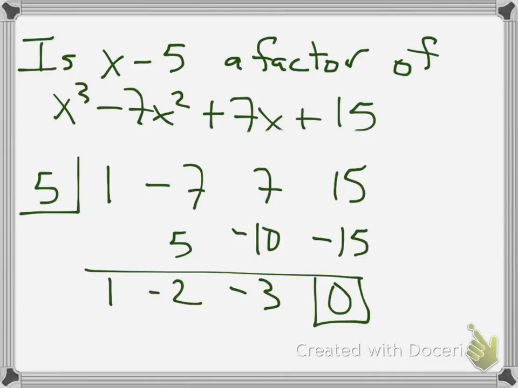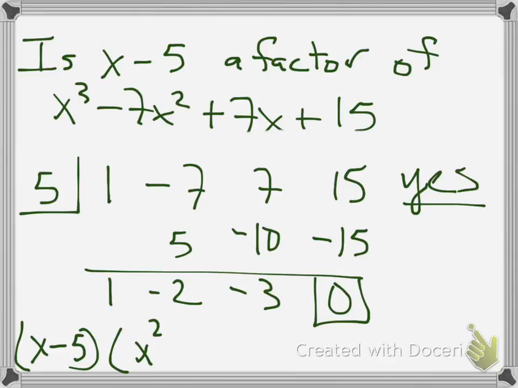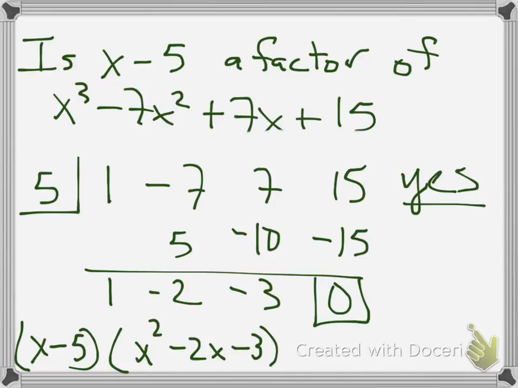Now, if you look at the answer, since that was x cubed, this answer is x squared minus 2x minus 3. So x minus 5 times x squared minus 2x minus 3 would multiply to give you x cubed minus 7x squared plus 7x plus 15. Now, in theory, if you can factor that further, you can fully factor this out.